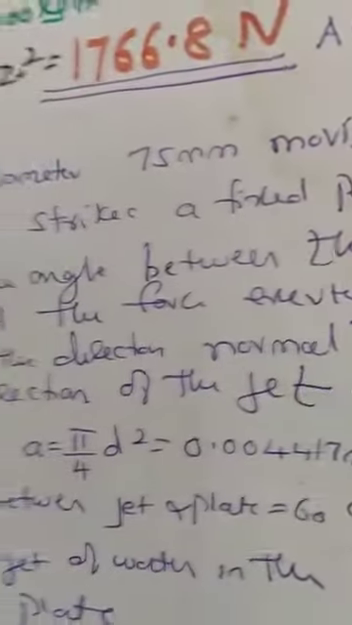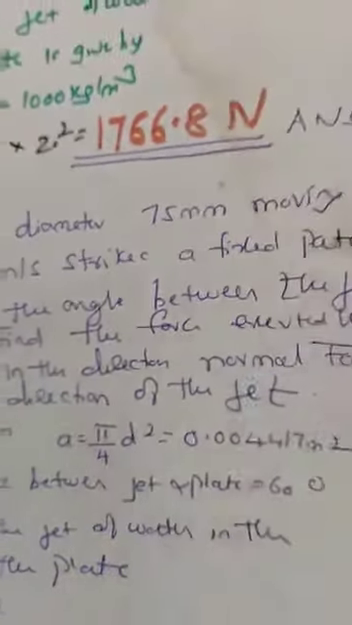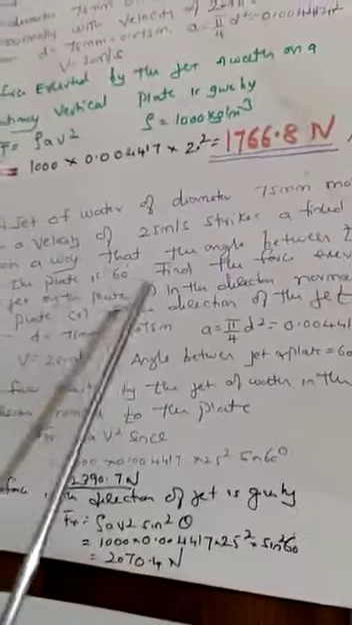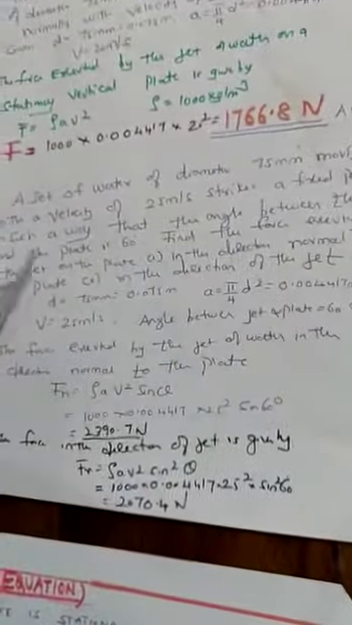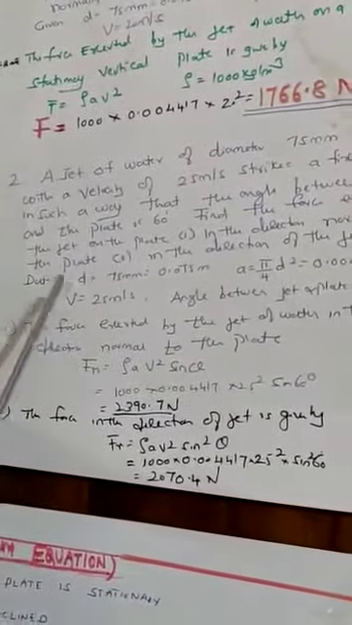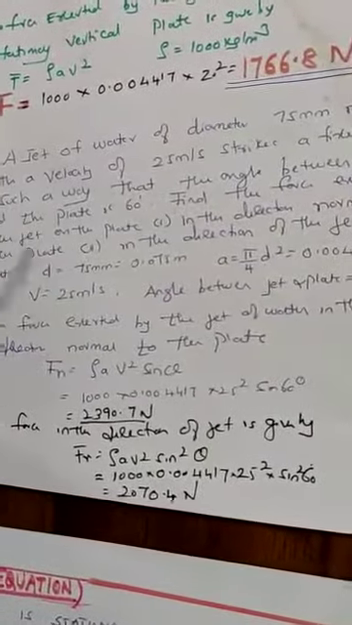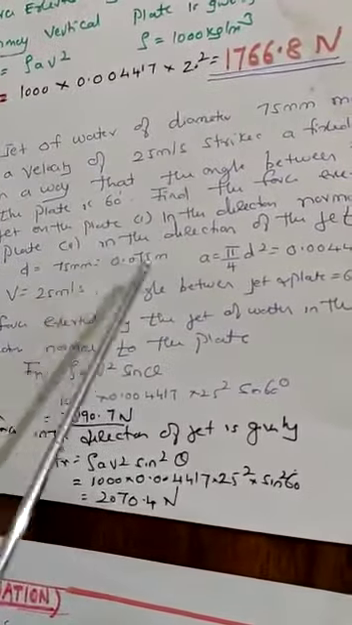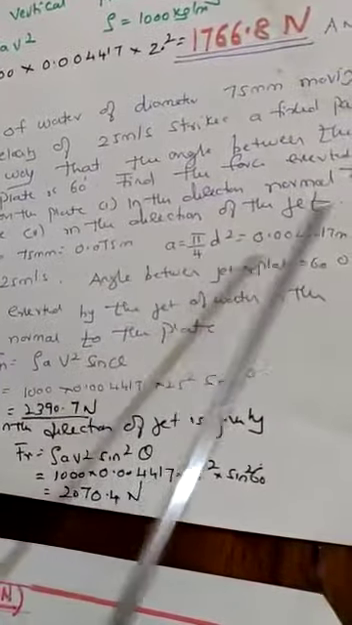strikes a fixed plate in such a way that the angle between the jet and the plate is 60 degrees. Find the force exerted by the jet on the plate, one in the direction normal to the plate, second in the direction of the jet. So look at the data which is given. D is equal to 75 mm, and you can find the area, and velocity is given as 25 meter per second, and theta, the angle between the jet and the plate, is 60 degrees.